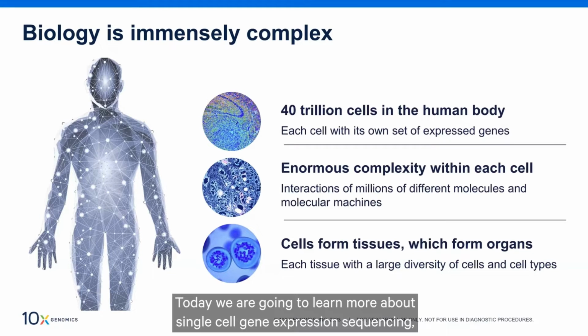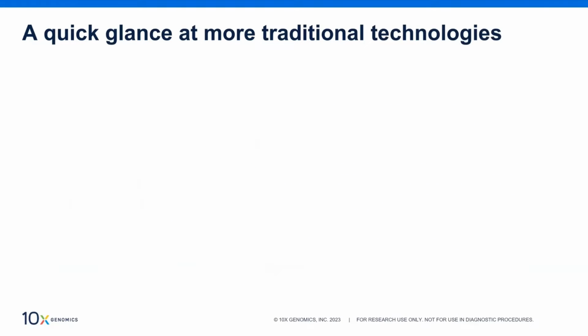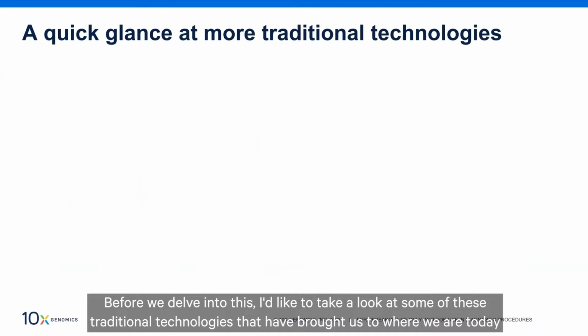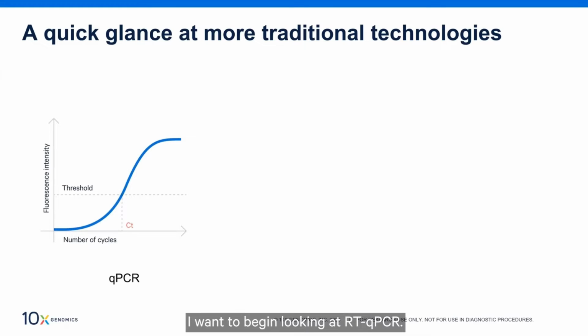And so today we are going to learn more about single-cell gene expression sequencing, which is the newest tool that is allowing us to resolve complex biological problems better than ever before. So before we delve into this, I'd like to take a look at some of these traditional technologies that have brought us to where we are today, and how single-cell sequencing will allow us to take those next steps into the future. So I want to begin by looking at RT-qPCR.